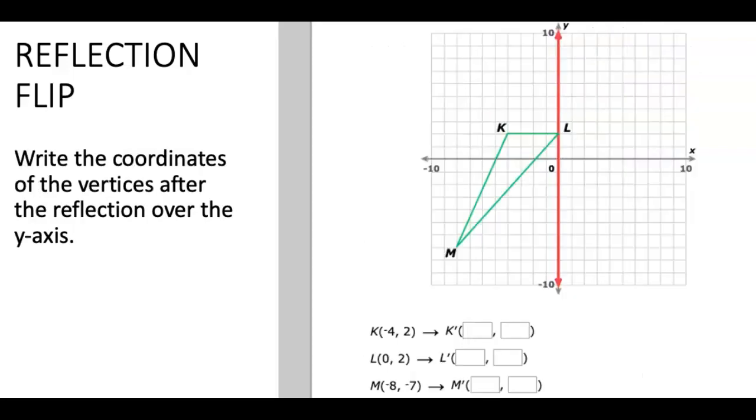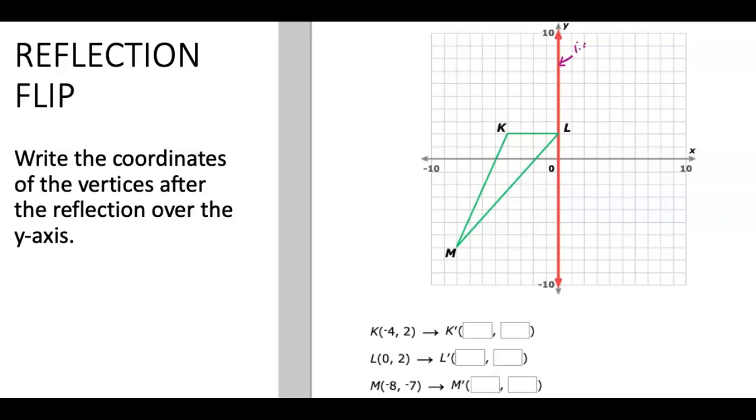So what's up next? Up next, it says write the coordinates of the vertices after the reflection over the y-axis. All right, so let's flip it over, and then we can tell the new coordinates. So I'm looking here. Here's my line of reflection again, right? They said the y-axis, and it's actually been highlighted.